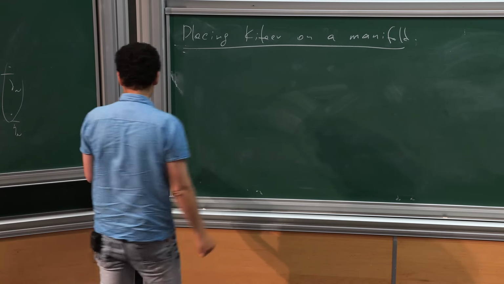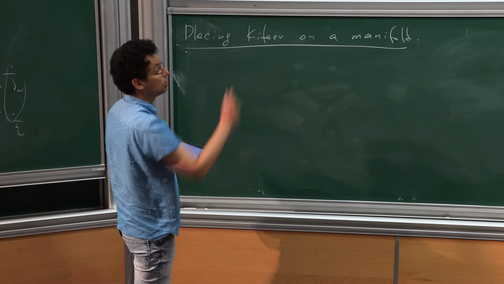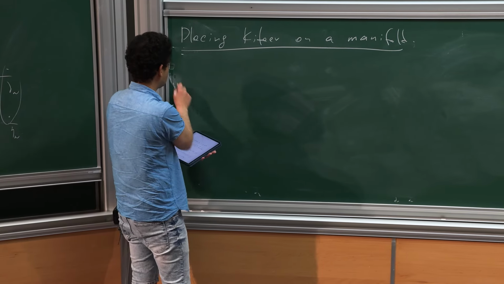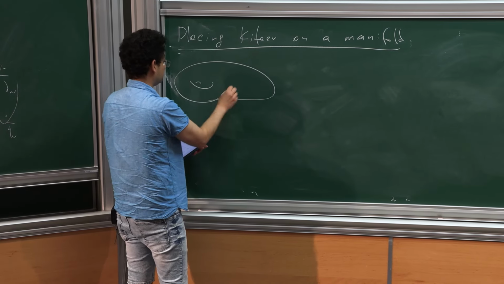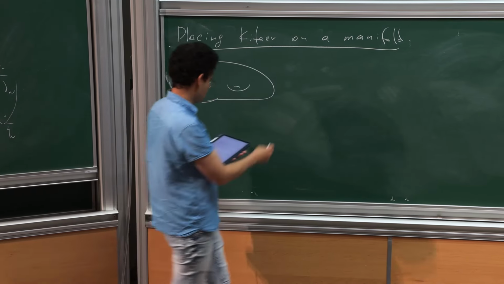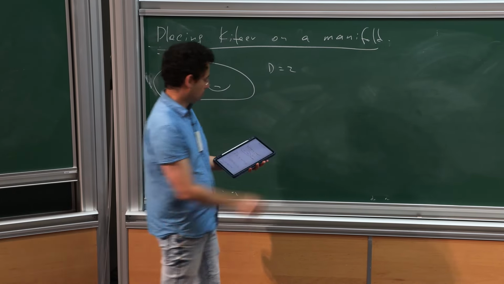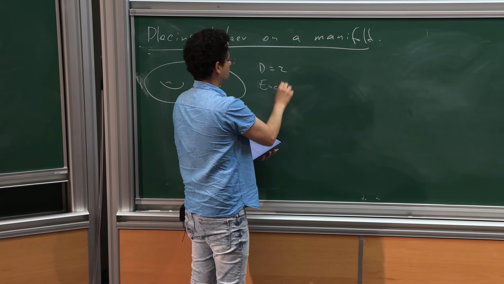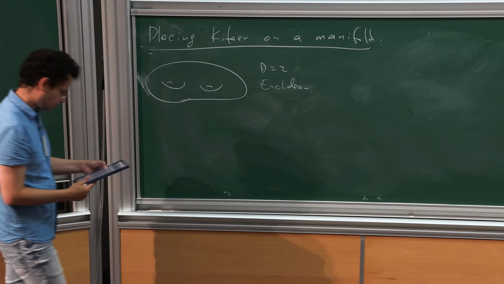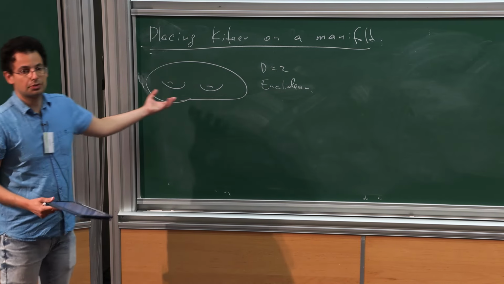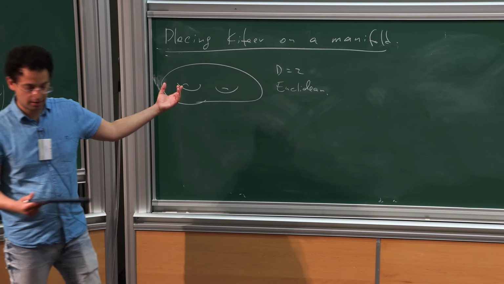Okay, so again, we are now going to try to place this theory not on the space-time torus, but on some general space-time manifold. And this is going to be a Riemannian manifold in 2 dimensions. So we're going to be in Euclidean or Riemannian signature. And obviously for this we need some kind of field theory description of the Kitaev chain.